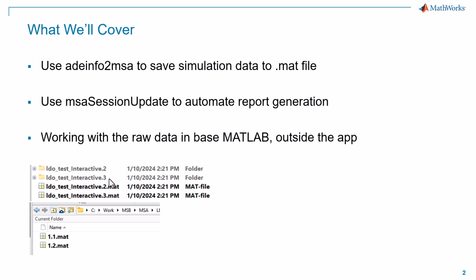data that gets saved when you call ADinfo to MSA. What you're going to find in your MATLAB workspace is a mat file and then a folder with a very, very similar name. For instance, the name of the test and the name of the interactive run would be the name of the folder, and then the name of the test and the name of the interactive run.mat file. You're going to find that pair.